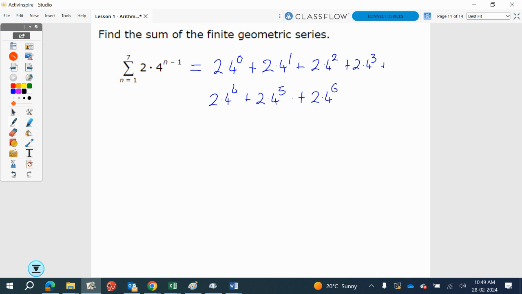So we can calculate each one of those and add it up, or we can find out what the sum of 7 terms is. What's the first term in the sequence? 2. What's the common ratio? 4. How many terms in the sequence? 7.